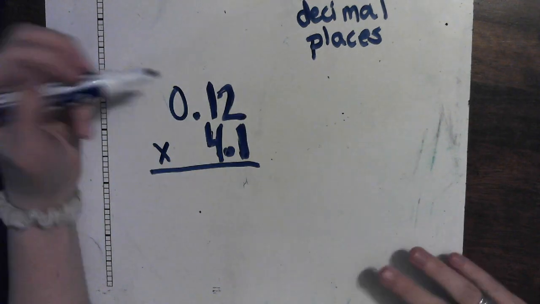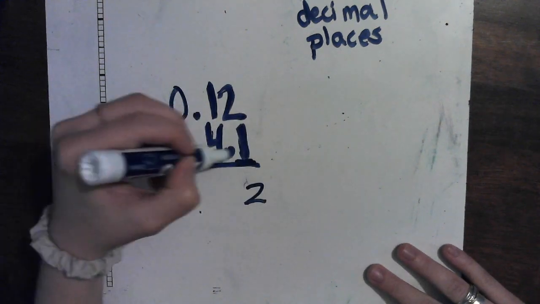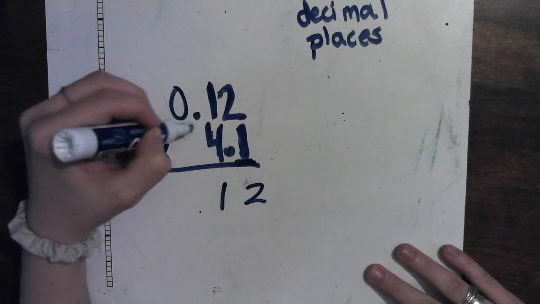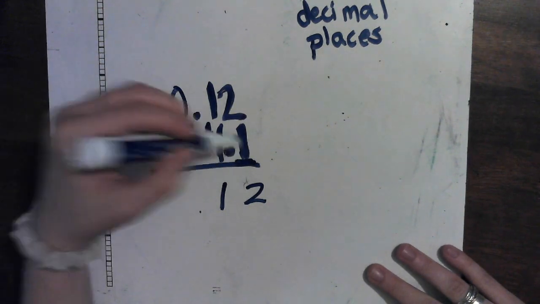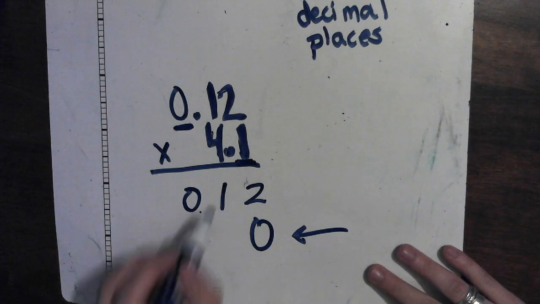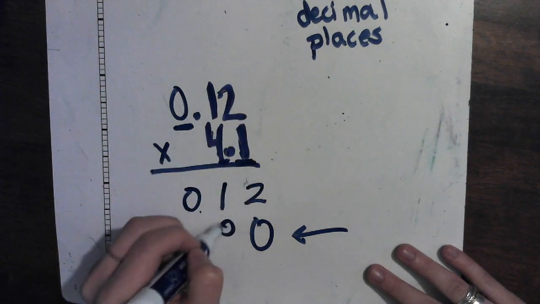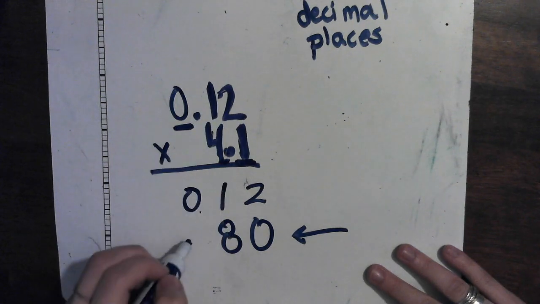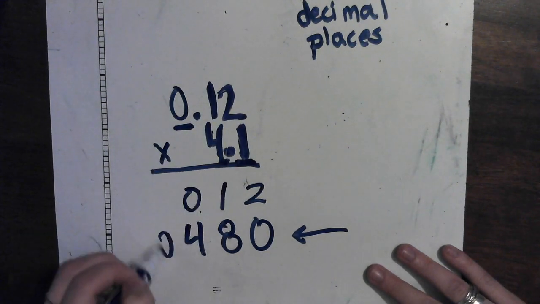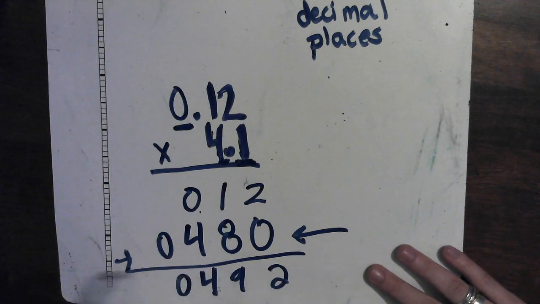All right, we multiply like normal. We start in our ones. 1 times 2 is 2. 1 times 1 is 1. I can ignore this 0, or I can do it. 1 times 0 is 0. I need a place value holder here because I'm shifting to my other place value. 4 times 2 is 8. 4 times 1 is 4. 4 times 0 is 0. Now I add. 2, 9, 4, 0.